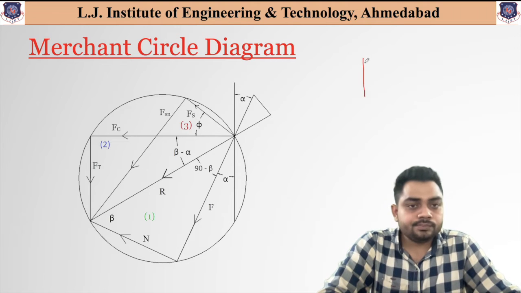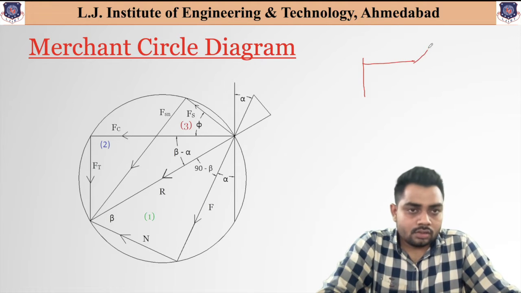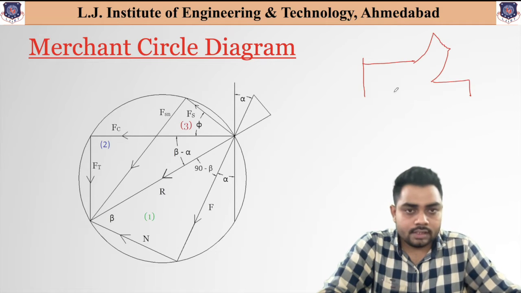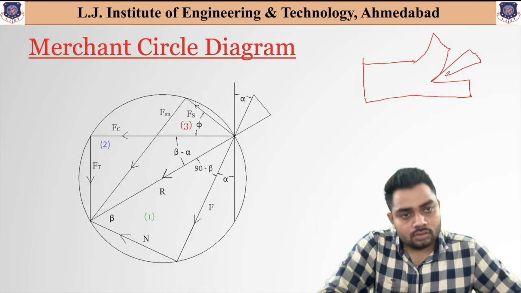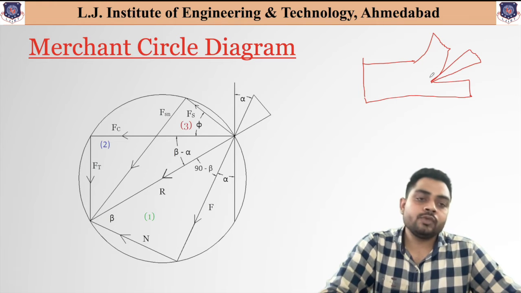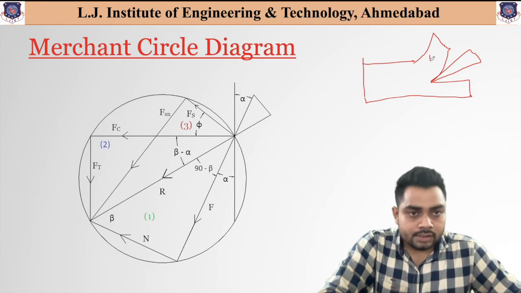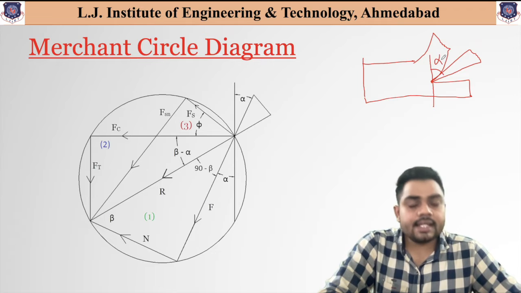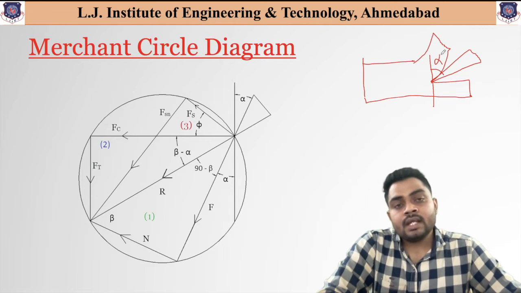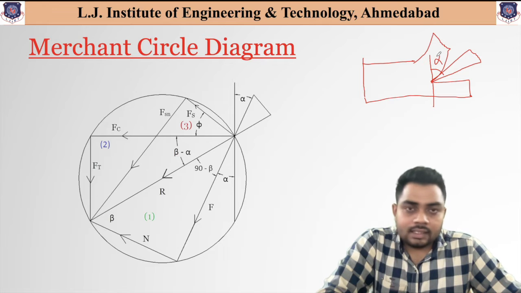See over here. Okay, we know the chip removal process, right? This one is the workpiece, and over here one tool is available to remove the material. Now this tool makes a certain angle with the perpendicular, and we know that this angle is the back rake angle. So the first angle that is important to us is the back rake angle.